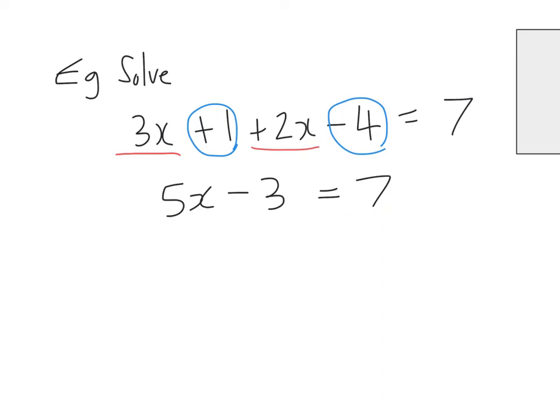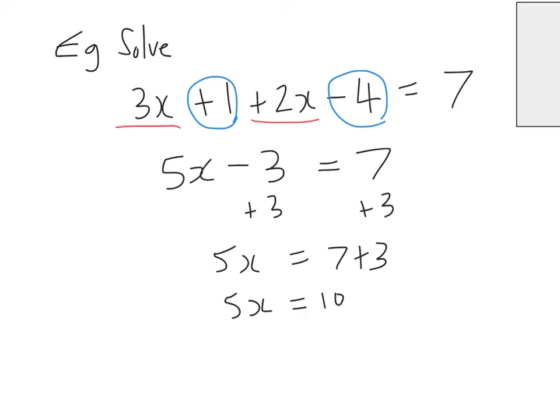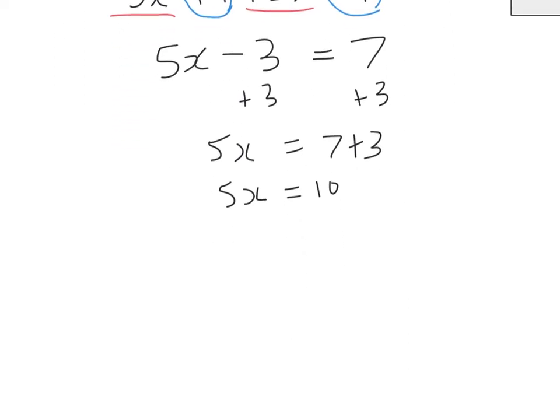This equation looks like something we've been solving before. Because we've got 5x, we take away 3 from it to get 7. We want to add 3 to both sides to work out what 5x is. So 5x would be 7 plus 3, which is 10. And then if 5x is 10, we can divide both sides by the number of x's, and we get that x would equal 10 divided by 5, which is 2.